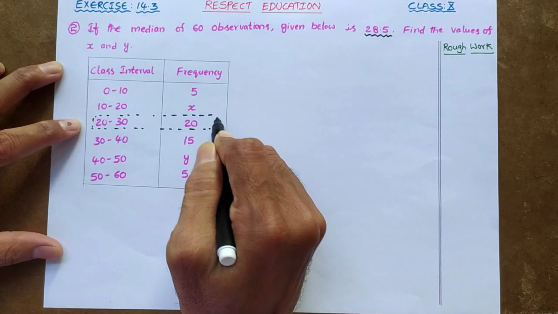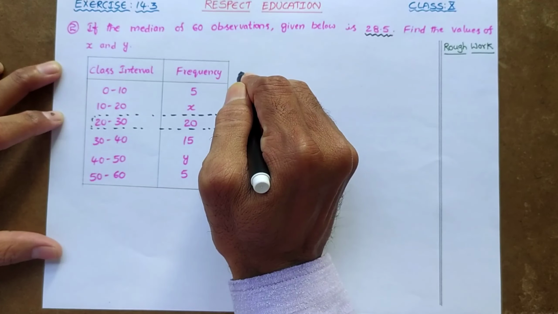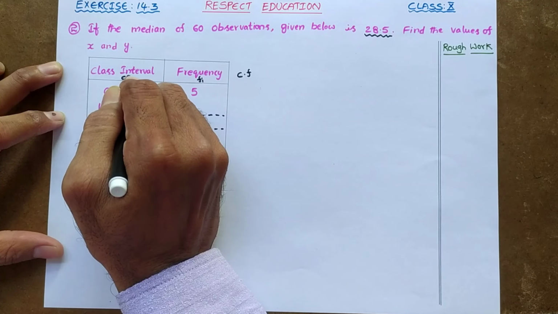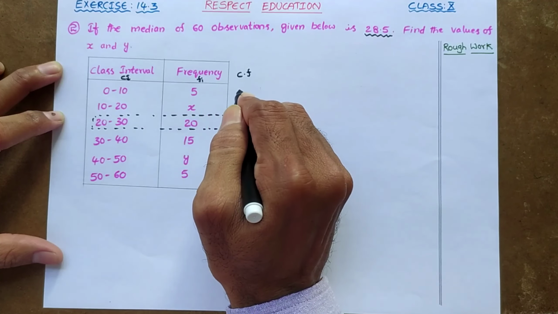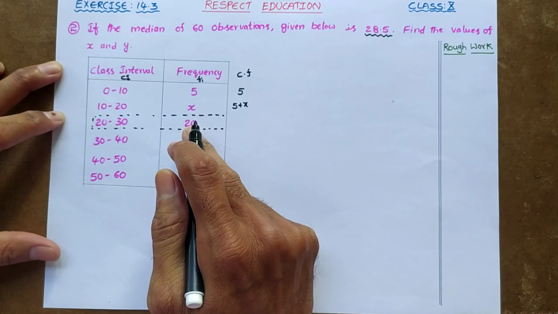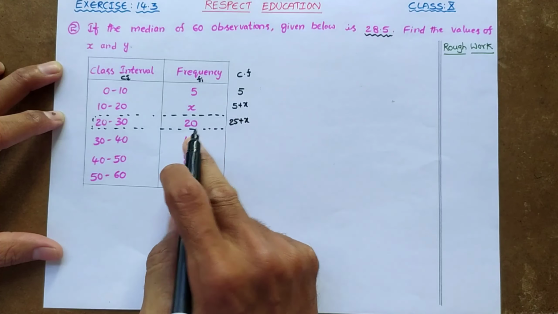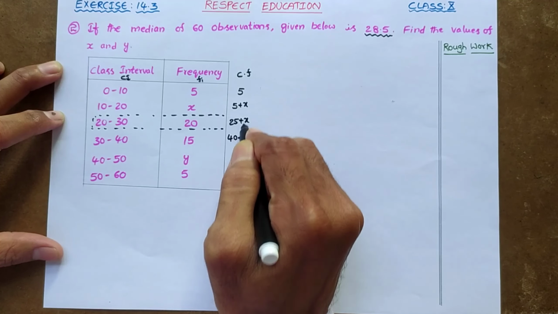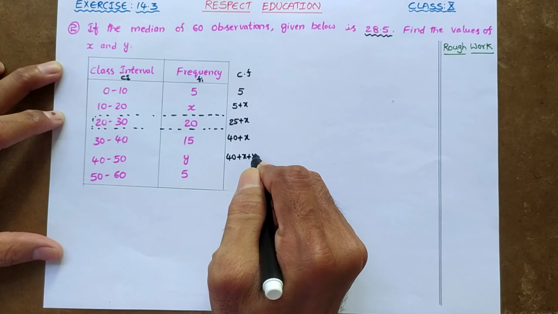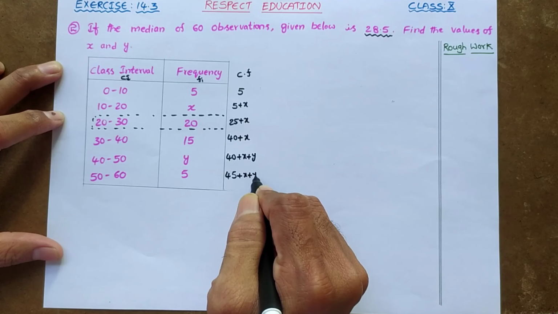So it should have cumulative frequency also, for which we are going to find CF, which is for cumulative frequency. This is Fi and Ci is for class interval. Let us write this 5 as it is, 5 plus x, 5 plus x plus 20, so 20 plus 5 is 25, plus x as it is. 25 plus 15 is 40, and let us write the x as it is, 40 plus x plus y, 40 plus 5 is 45 plus x plus y. Clear?